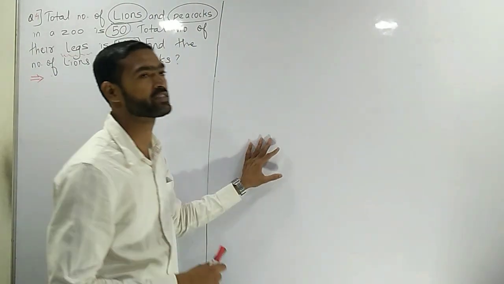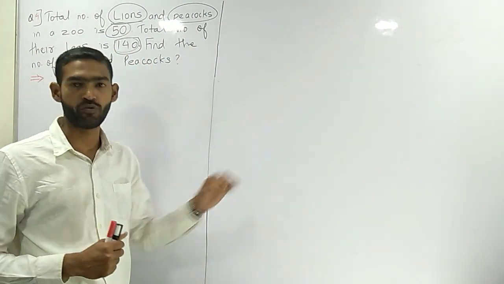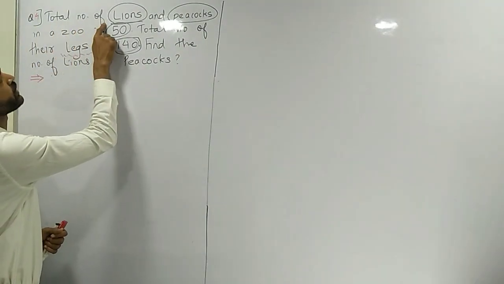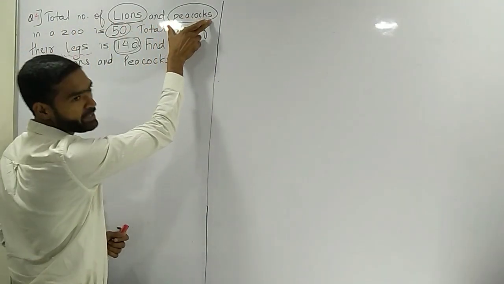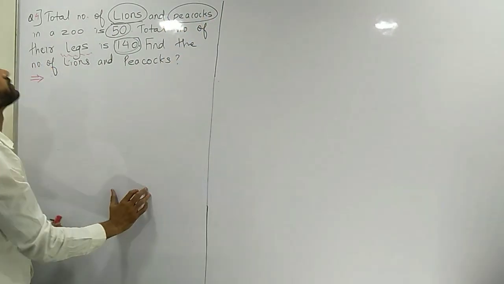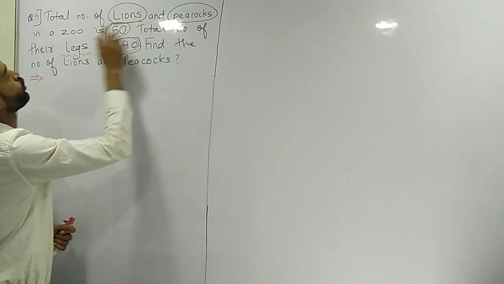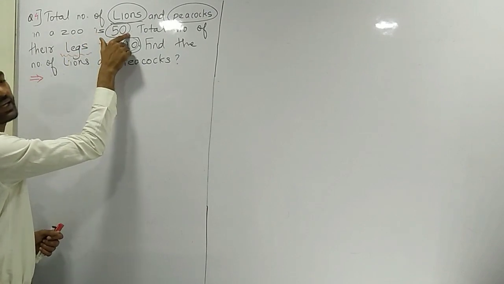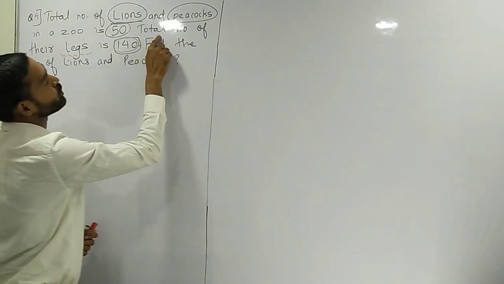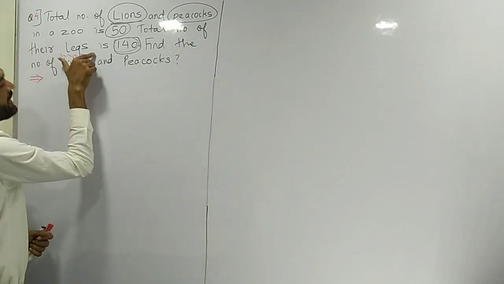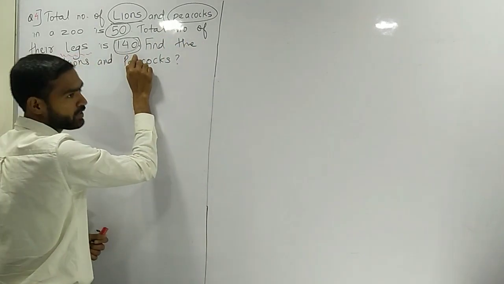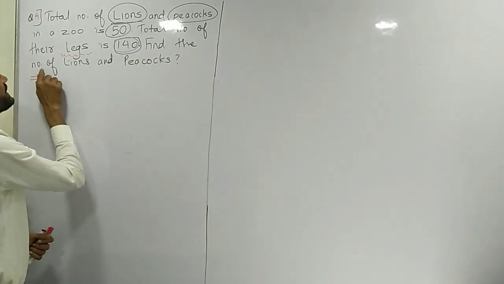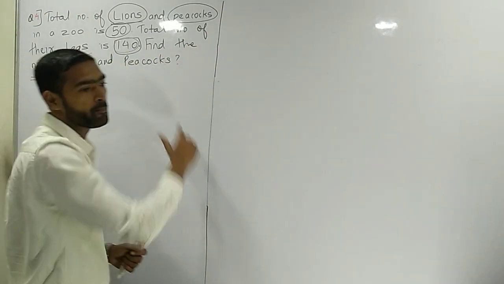And today we'll discuss practice set 5.2 of algebra. Let's see the fourth question. Total number of lions and peacocks. We all love animals. And to see the animals we need to go where? In the zoo. So the total number of animals are how many? 50. Total number of their legs is 140. Now the main question, find the number of lions and peacocks.